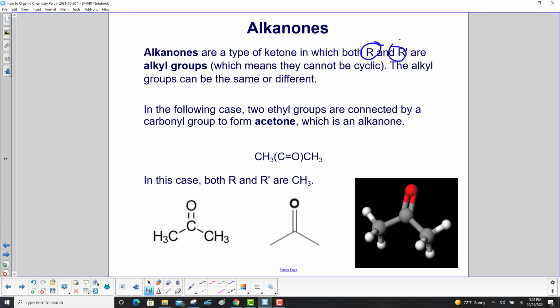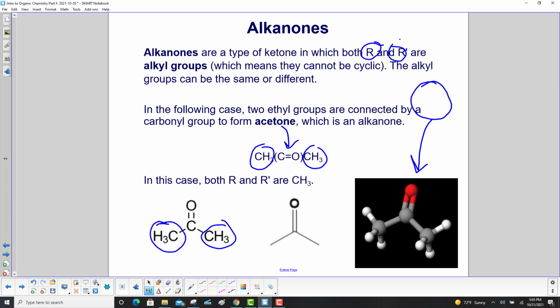That also means they cannot be cyclic. Right? Here's an example here. A cyclic, you'd have to be making a circle. The alkyl groups can be the same or different, but they both have to be alkyl groups. In the following case, two methyl groups are connected to a carbonyl group to form acetone, which is the alkanone. And we have various different pictures here. And in both cases, the R's are CH3.